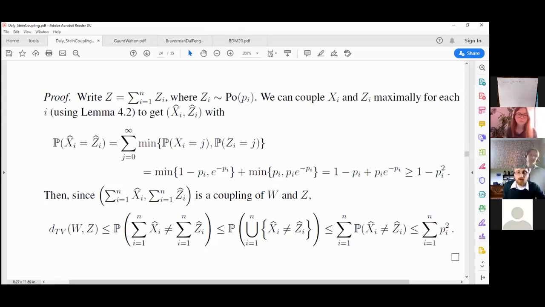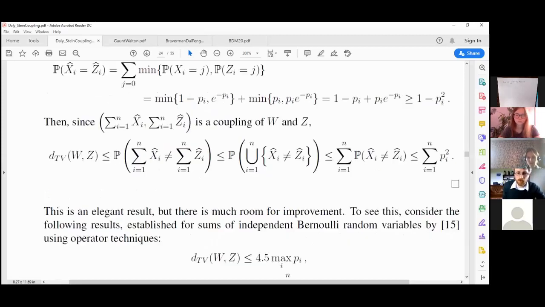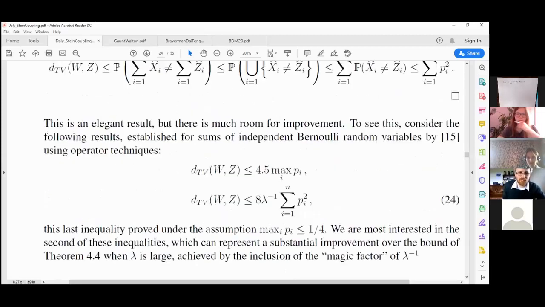It's a very neat argument. It's a very nice argument. The upper bound is going to be very reasonable in lots of cases, but certainly there's a lot better we can do. So one of the reasons that we know that we can do a lot better is because Lacan himself did. So he proved things which can improve that result quite a lot.